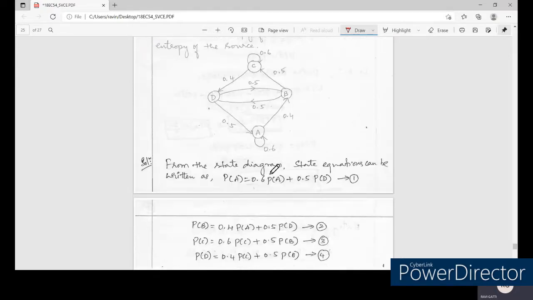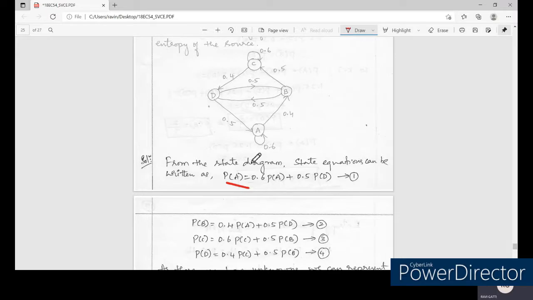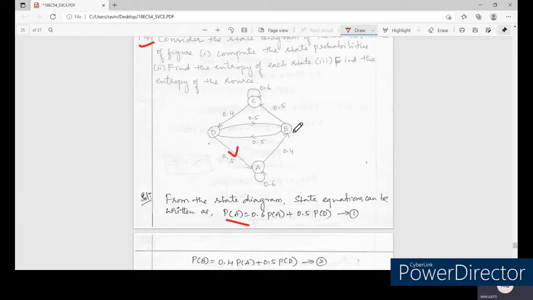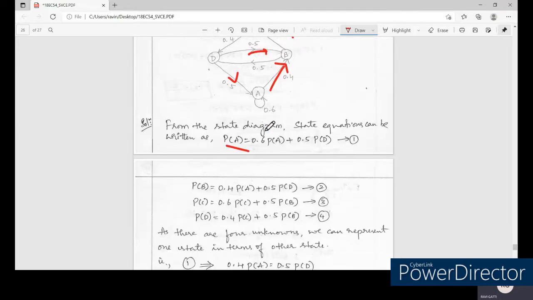When you consider incoming branches for P of A, the probability of being in the state A is nothing but 0.6 into P of A, plus you can see from D to A you can come, so that is the incoming branch. Therefore probability of being in state A is 0.6 into P of A plus 0.5 into P of D. Similarly for the state B, from A to B you have one incoming branch, and from D to B you have one incoming branch. Similarly for the state C, you have one incoming branch from B to C and one more from C to C. So these are the incoming branches we need to consider in order to find the initial state probability values.